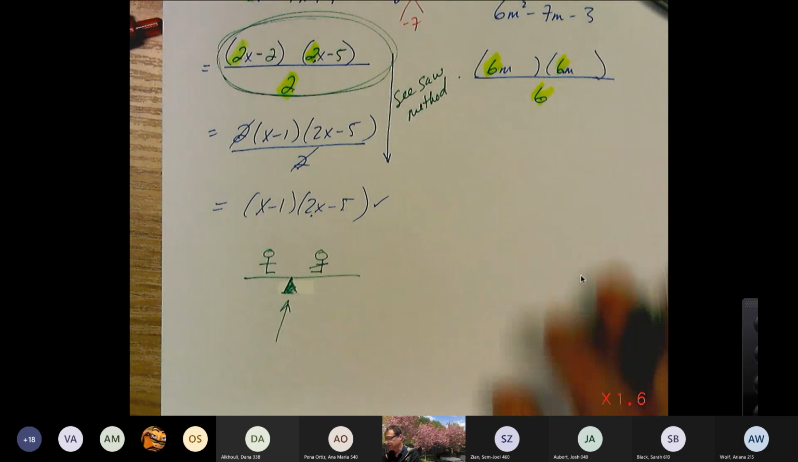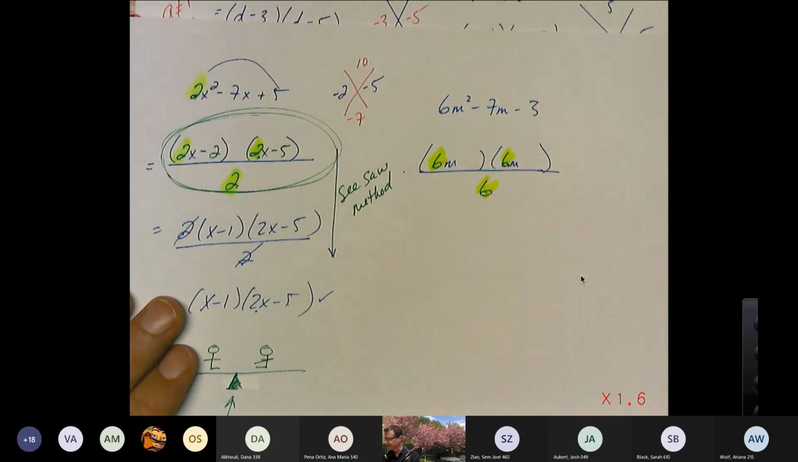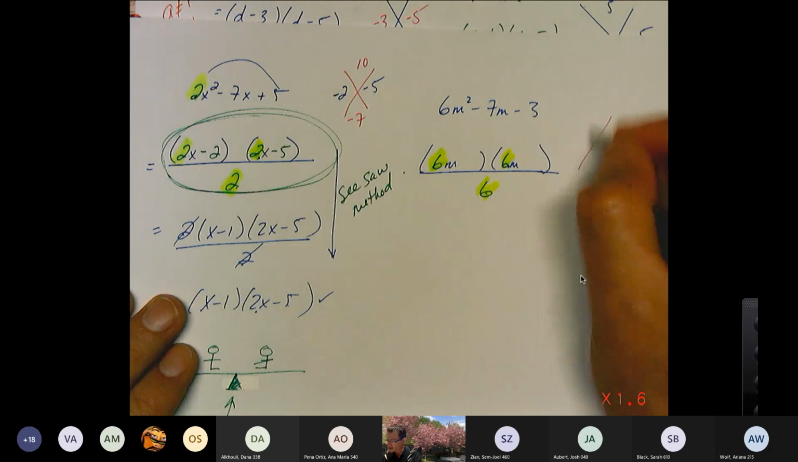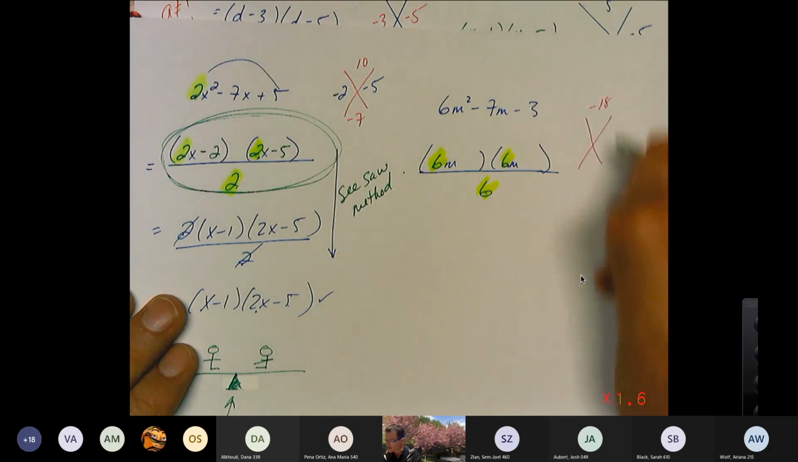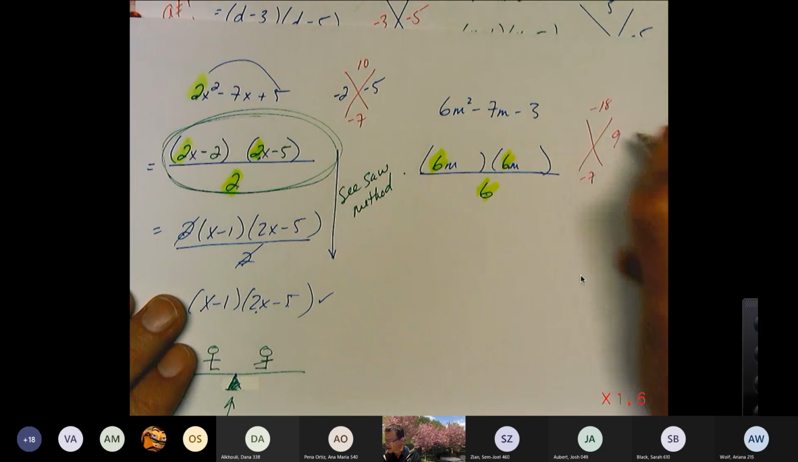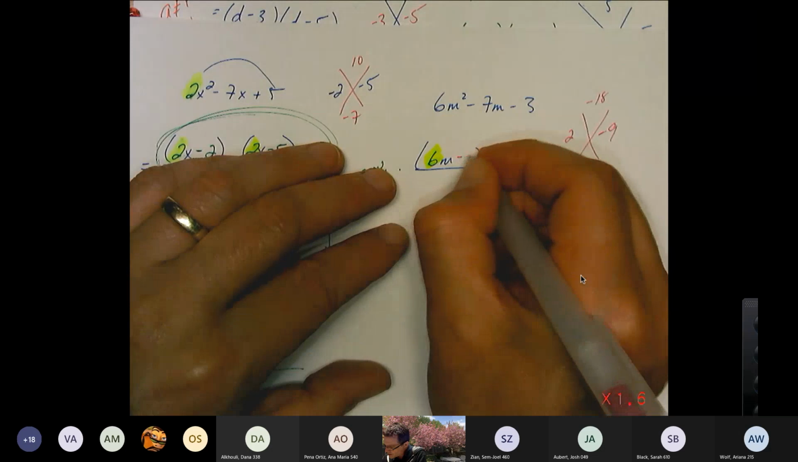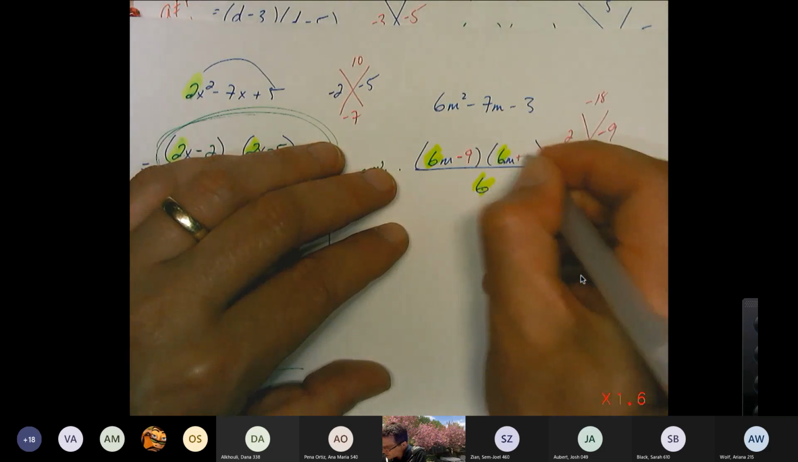Okay? So let's take a look at this example. I've got a 6, I got a 6, I put the 6 on the bottom. I need two numbers that multiply to give negative 18, but sum to give negative 7. I'm thinking negative 9 and 2. So I'll put negative 9 here, and I'll put the 2 here.